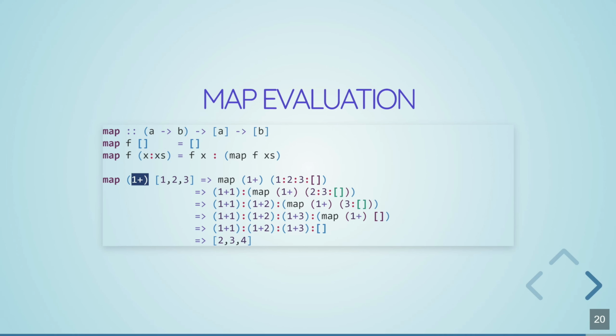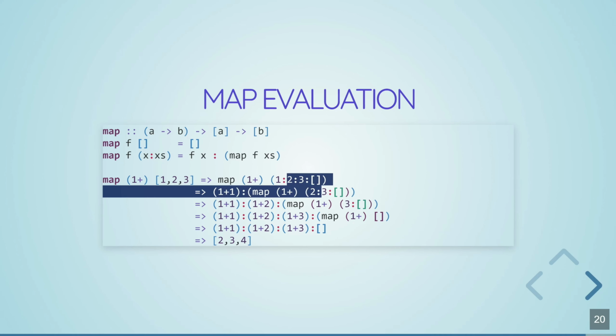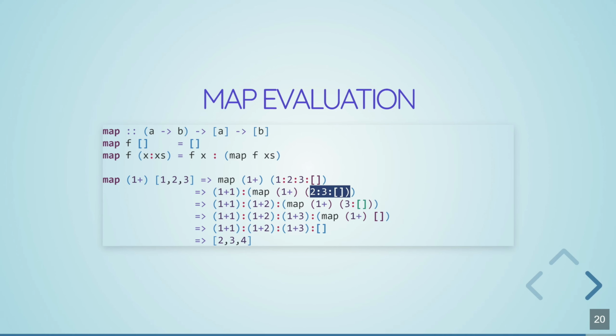So what it's going to do is take 1 plus and add that to x. So we're going to have 1 plus 1 colon map 1 plus, and then xs here, remember, is 2, 3, empty list. Now ignore the rest of this part here, and let's just focus on evaluating this again. Now we have map 1 plus and 2, 3, empty list, pattern matching to either x:xs or empty list. There's still a colon here, so it's going to pattern match to this. And this time, x is going to be 2, and xs is going to be 3 colon empty list. So this time we end up with 1 plus 2 colon map 1 plus 3, empty list.